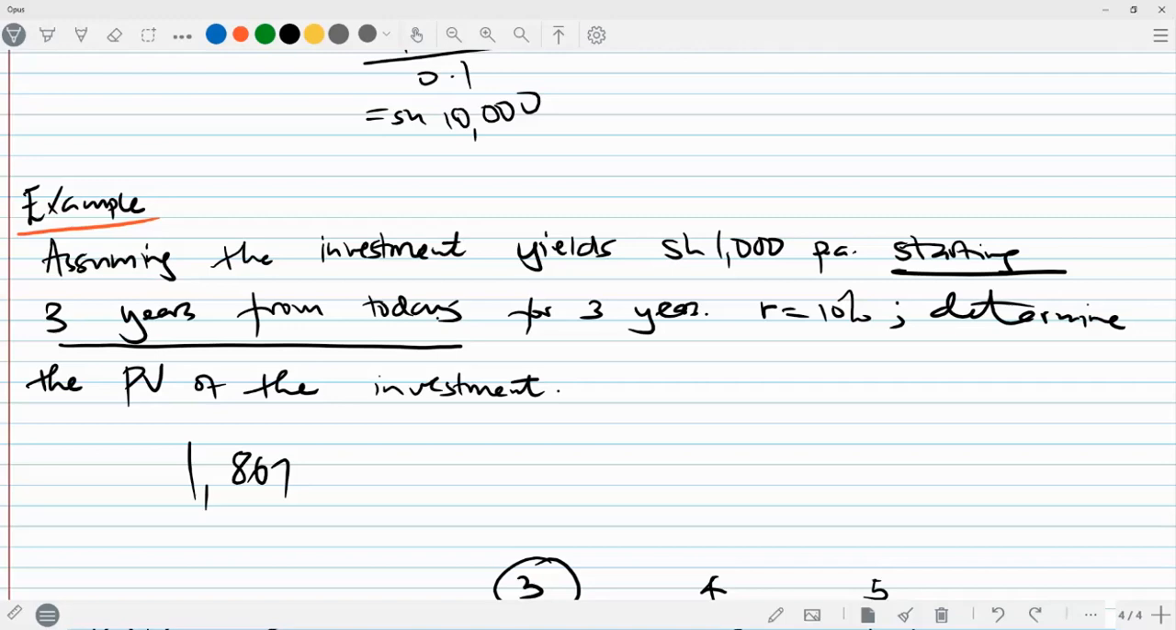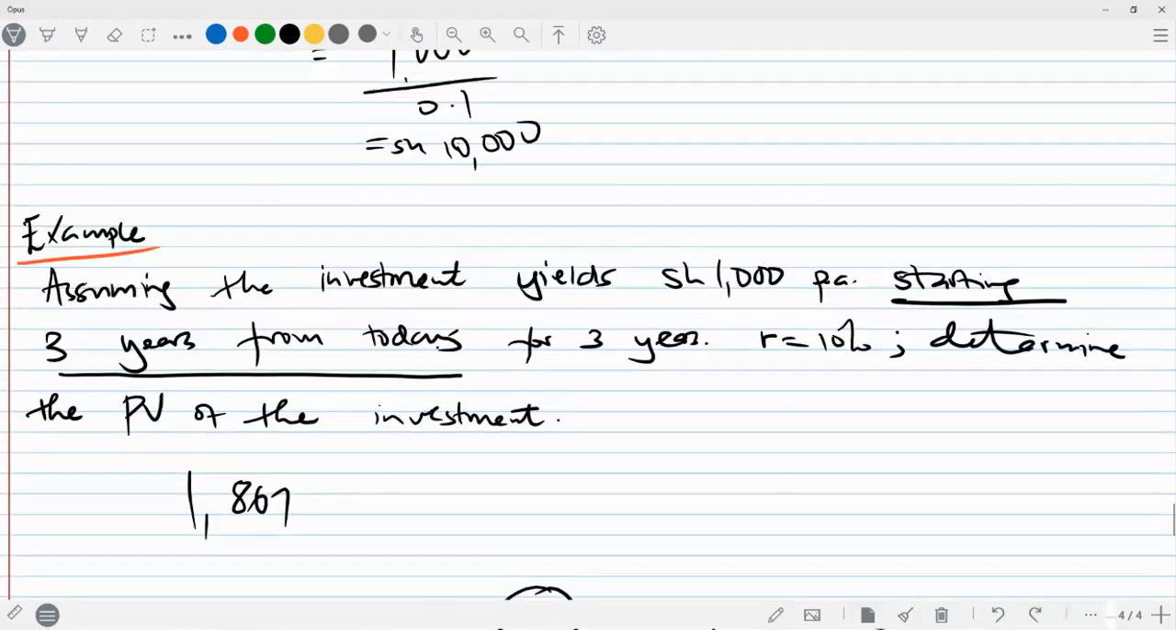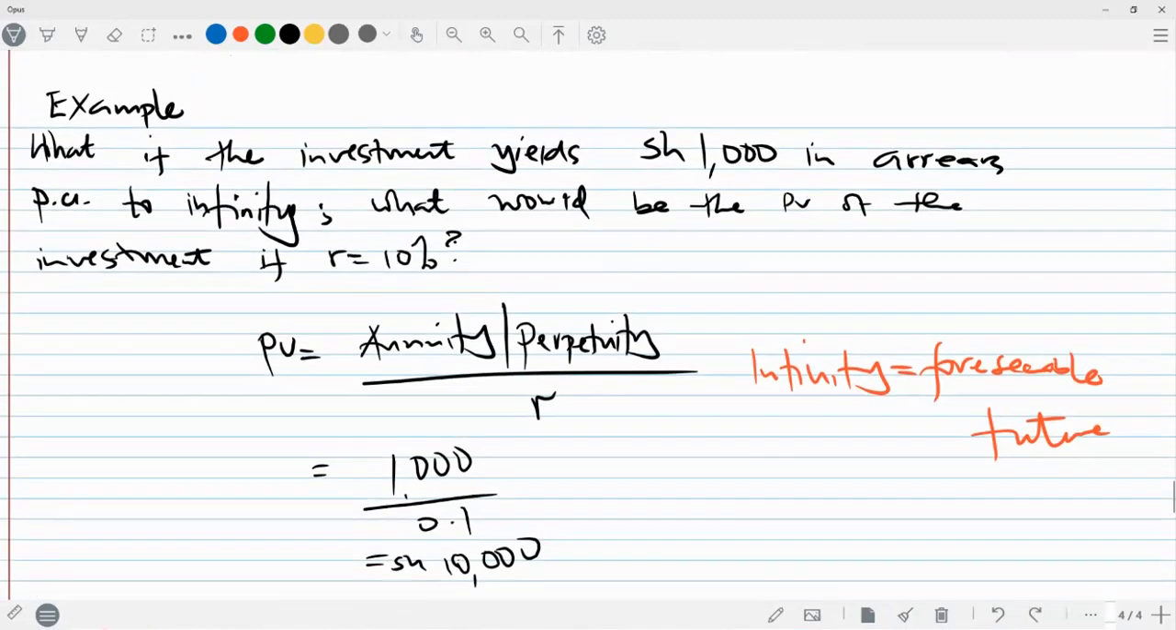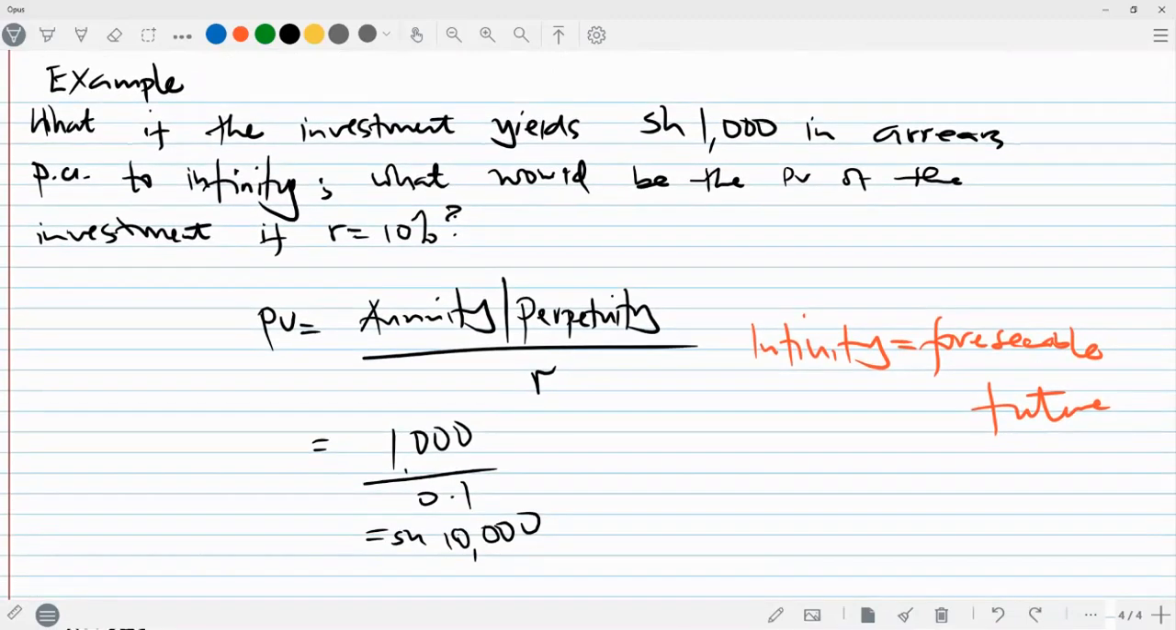Can you scroll down to the previous example you did? This one. Yes, the one. Okay, I think I didn't understand this place where it says in arrears. In arrears means you get the money at the end of the year. This 1,000 is to be received at the end of the year, not the beginning of the year, but at the end of the year. That's what that means.